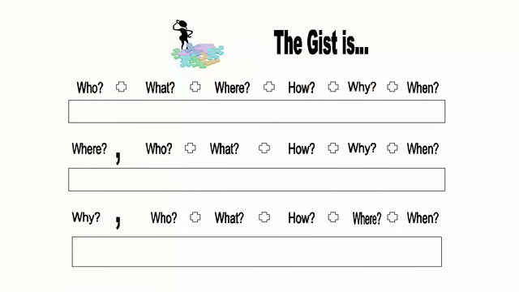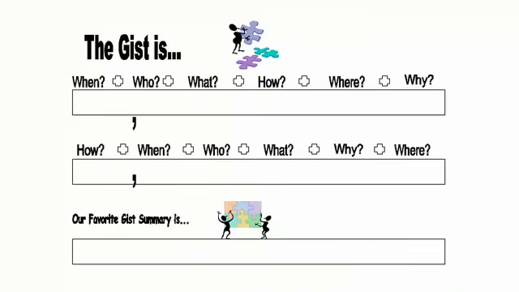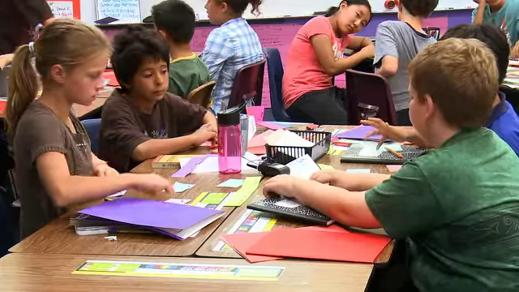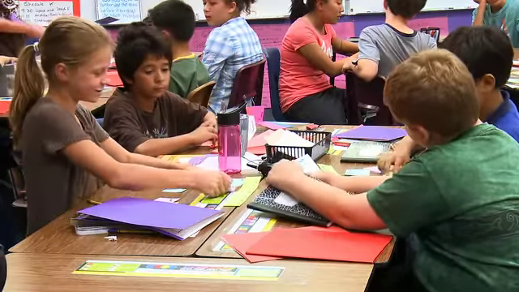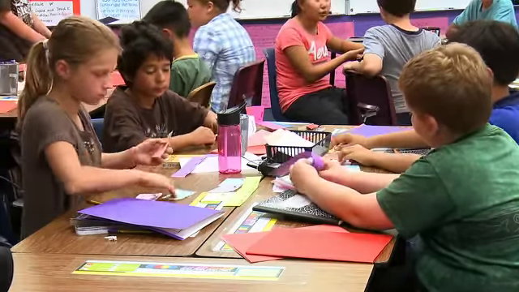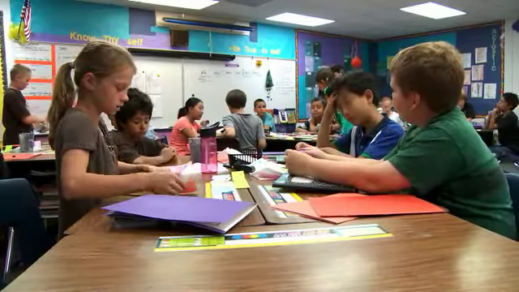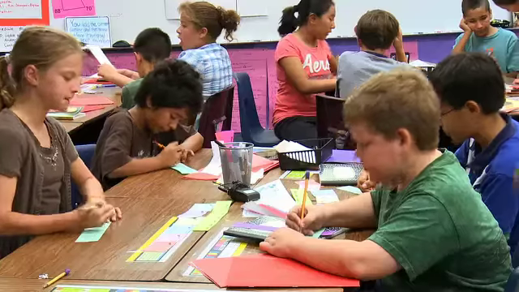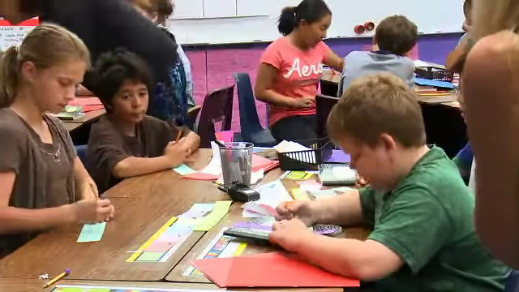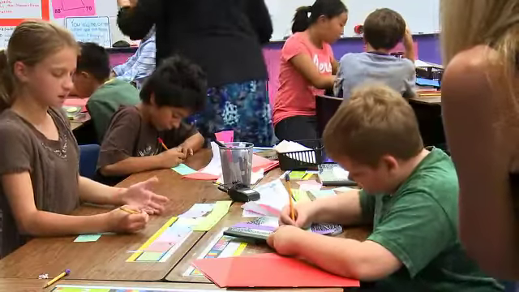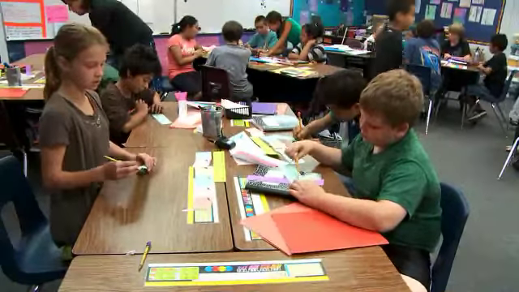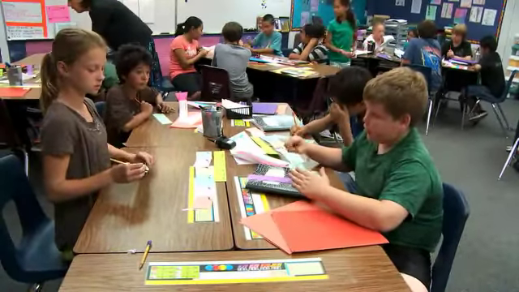Students manipulate and sort cards to match various language patterns on strips for the Gist Is activity. Why? Why? And then it goes where, why? Right there. Who? What? Oh, okay. And then how? Where? When? So here. Because Tree Ear broke men's pot, Tree Ear is working for men getting wood and clay, living under a bridge in 12th century Korea, in Korea in the 12th century.